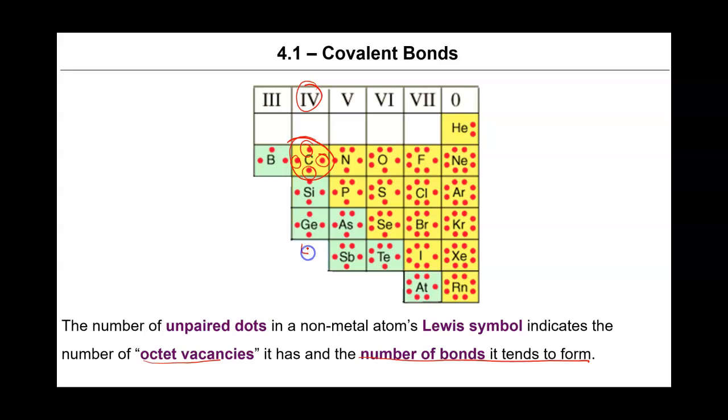So carbon likes to form 4 bonds, nitrogen and phosphorus, they like to form 3 bonds. Oxygen, sulfur, and selenium like to form 2 bonds, and fluorine, chlorine, bromine, and iodine, they all like to form 1 bond. Now, occasionally we do see exceptions to these rules, but they are the general patterns.